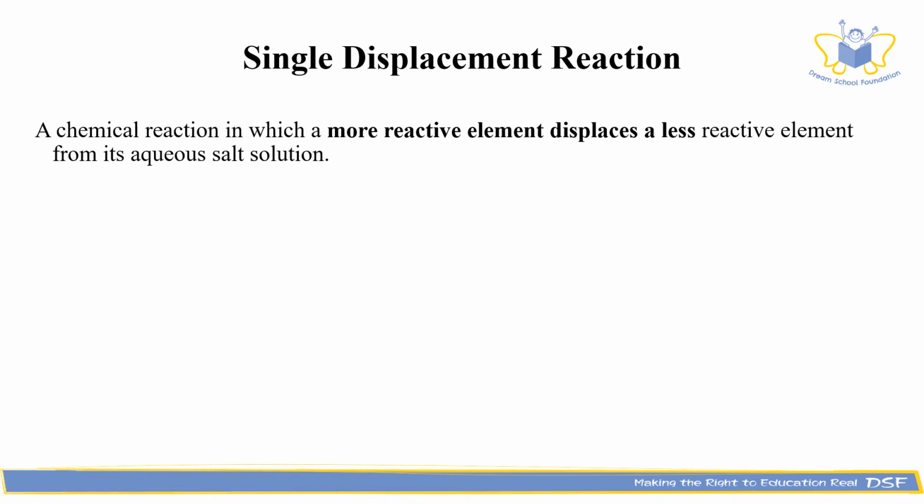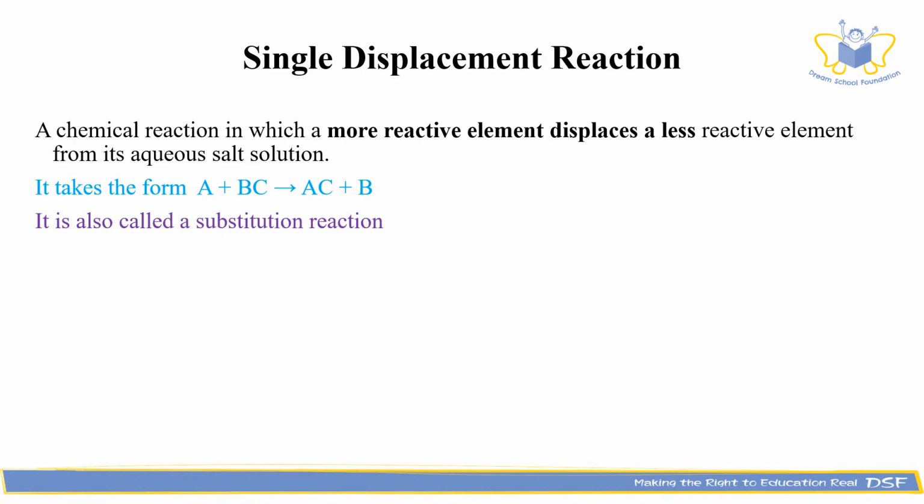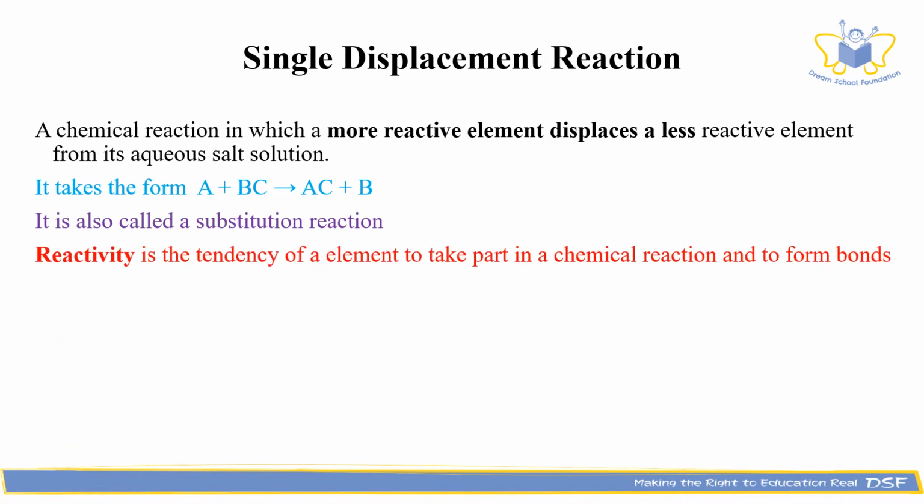What is a single displacement reaction? A chemical reaction in which a more reactive element displaces a less reactive element from its aqueous salt solution is called a single displacement reaction. The general form is A plus BC, which gives AC plus B. Let's understand what are more reactive elements.